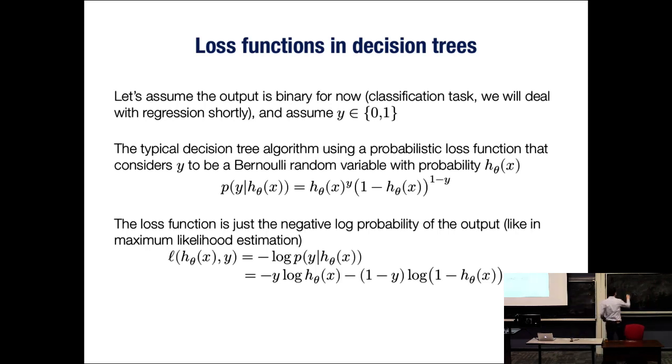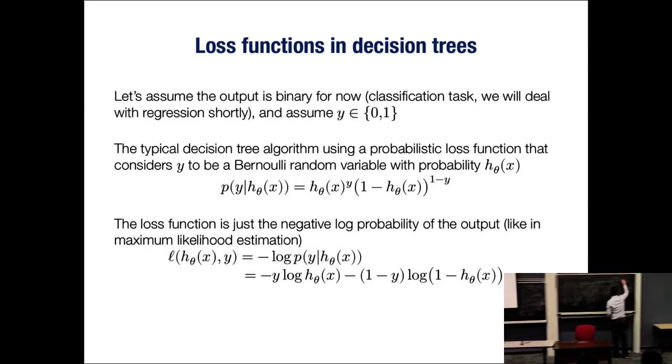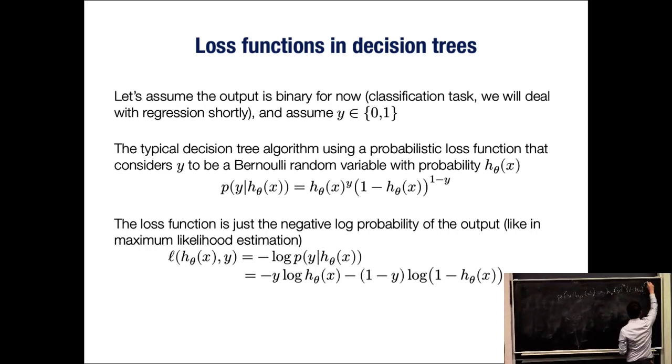So the probability of y given h theta of x, that is the output of my decision tree. And the only restriction here is that it's going to be constant over each individual partitioning of the state space, right? That's going to be the same over that region. But the probability that I observe some y, I'm going to define just as this hypothesis to the y times 1 minus the hypothesis to the 1 minus y.